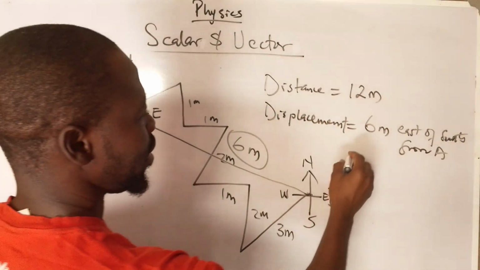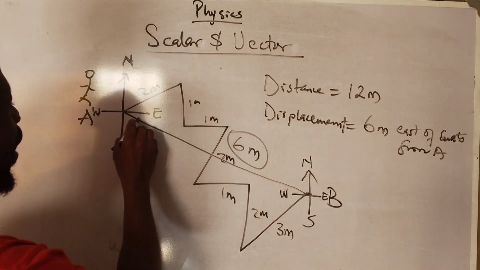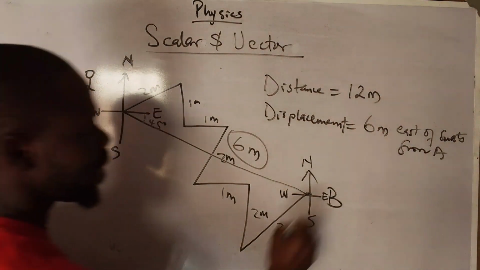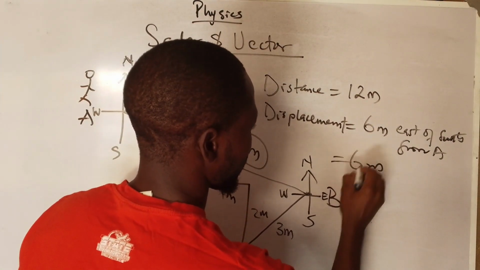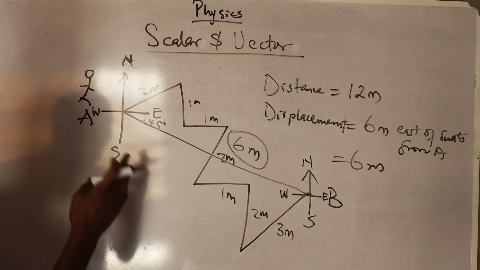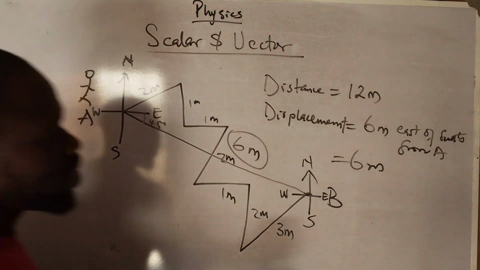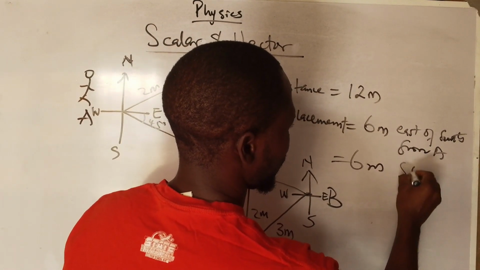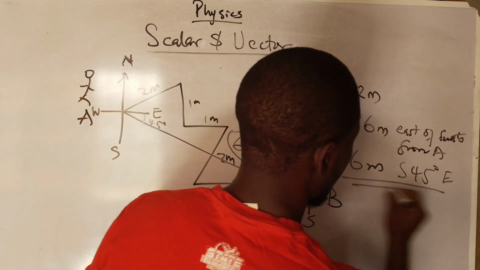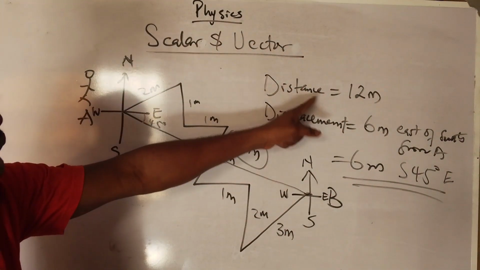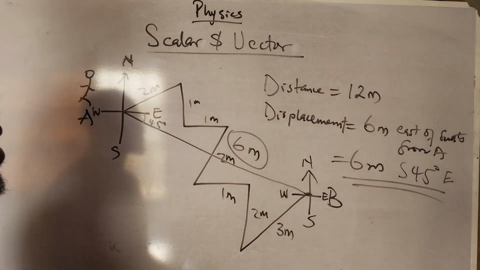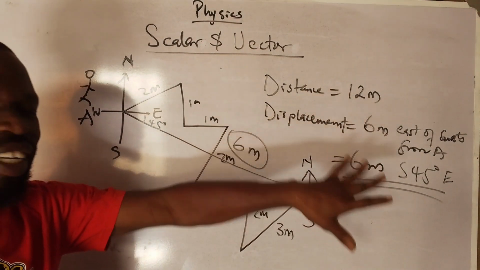Or you say, at this point, let's call this 45 degrees. You understand? So you are going to say 6 meters on what? 135 degree or 45 degree south, 45 degree east. So you can see that the displacement and the distance, they are different. And this now leads us to finding the velocity and the speed.